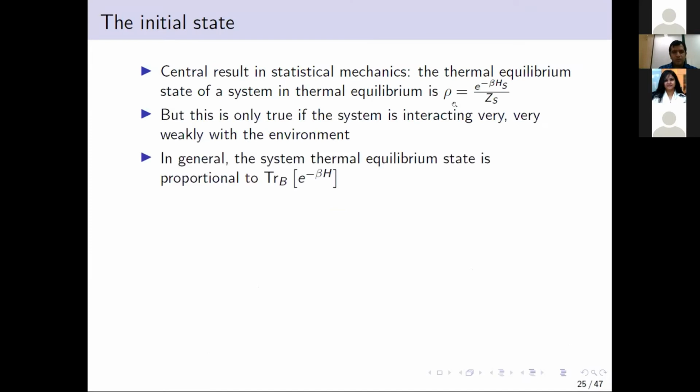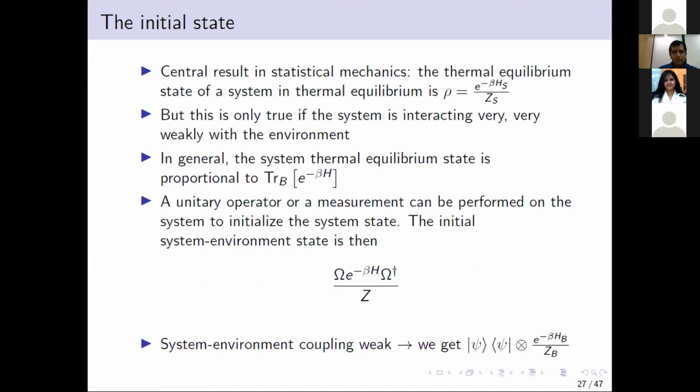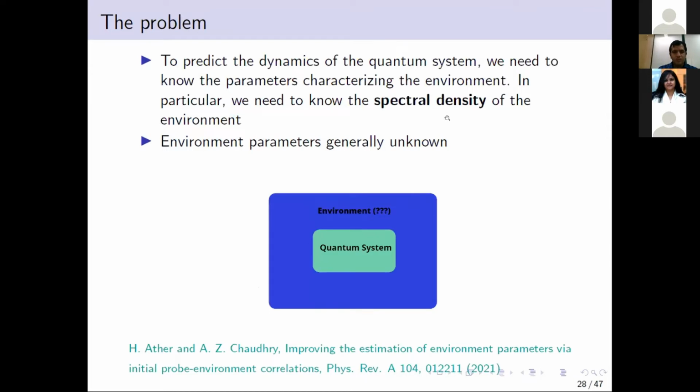So for example, you also need to know the temperature of the environment. Okay. And these are generally not known. So if you want to predict beforehand the quantum system, you need to know the spectral density function of the environment. You need to know properties of the environment. How do you figure those out?